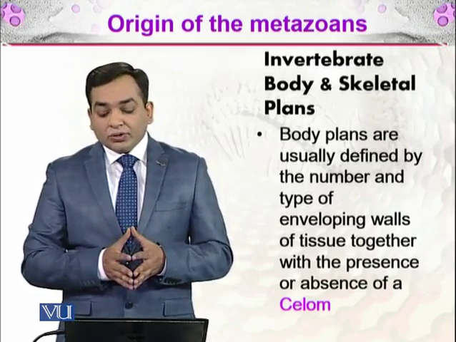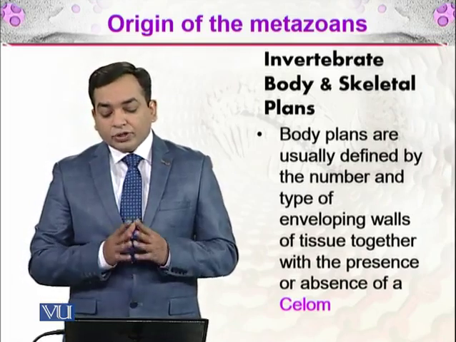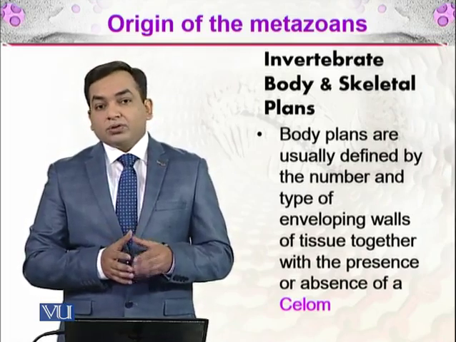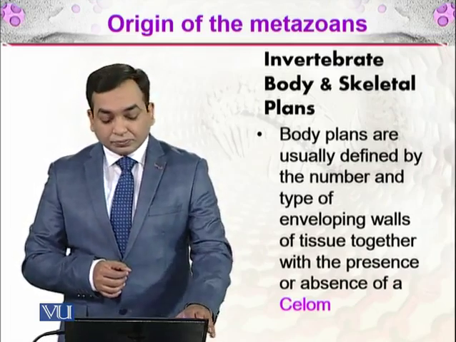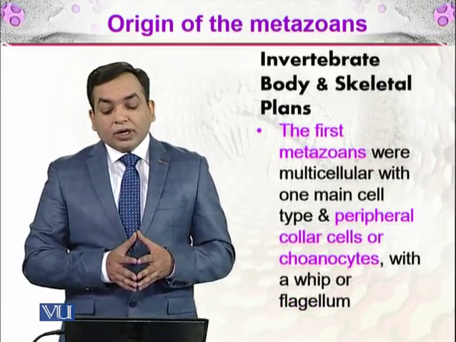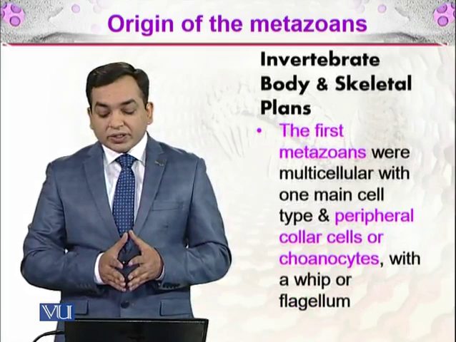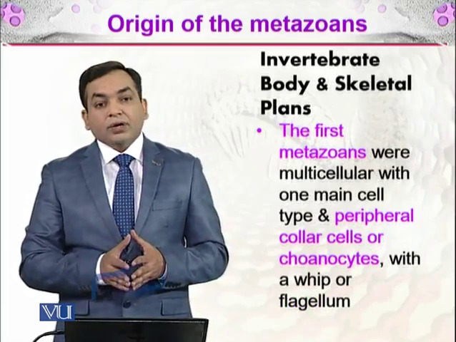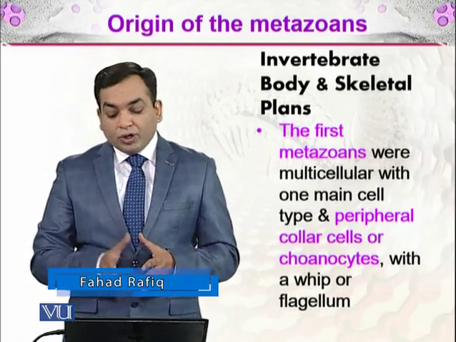So body plans are usually defined by the number and type of enveloping walls of tissue together with the presence or absence of a coelom. Coelom is a body cavity. So in the invertebrates, the first metazoans were multicellular with one main cell type, and the peripheral collar cells are choanocytes with the whip or flagellum.